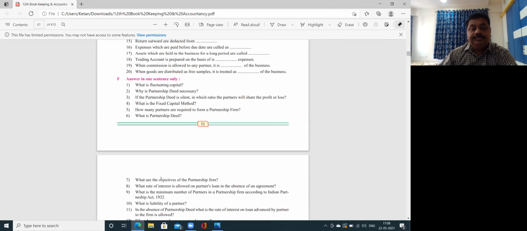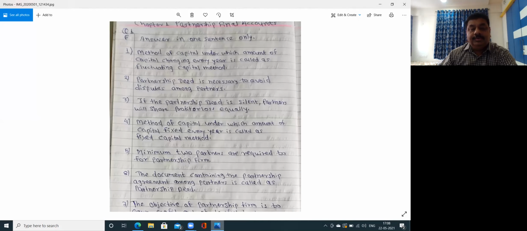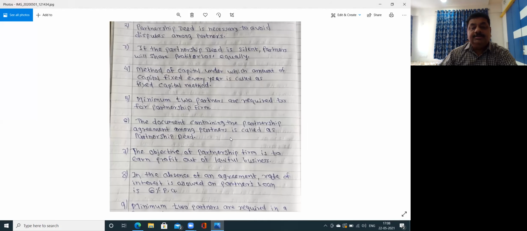Next question now. What is partnership deed? The document containing partnership agreement among partners is called as partnership deed. Or you can also write: the agreement between partners is called as a partnership deed. The answer is in front of you. You can write accordingly.